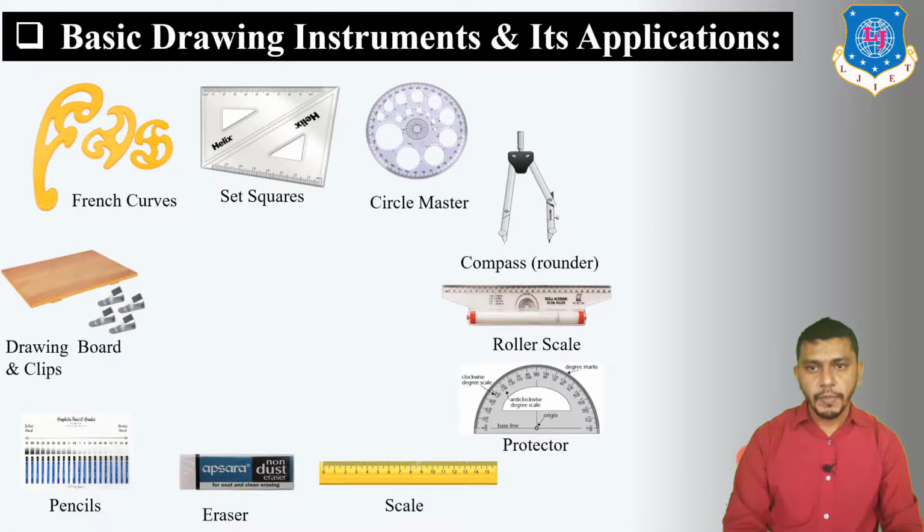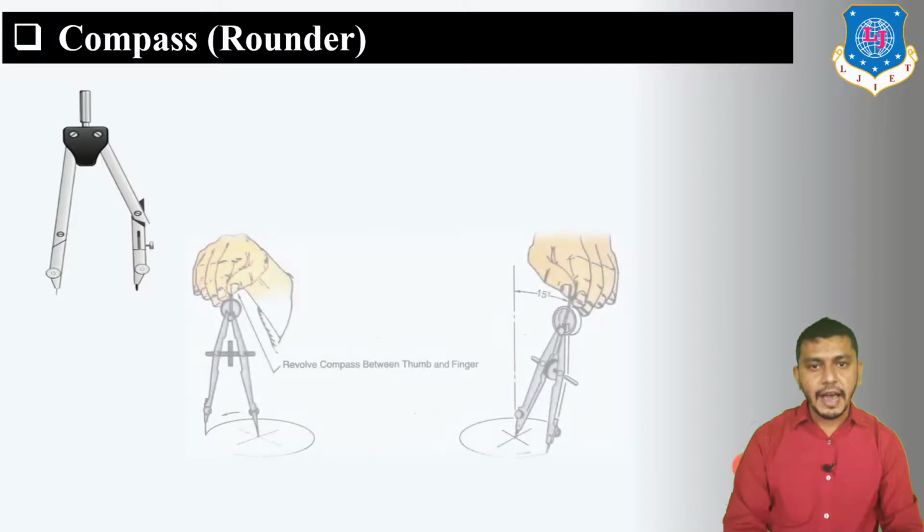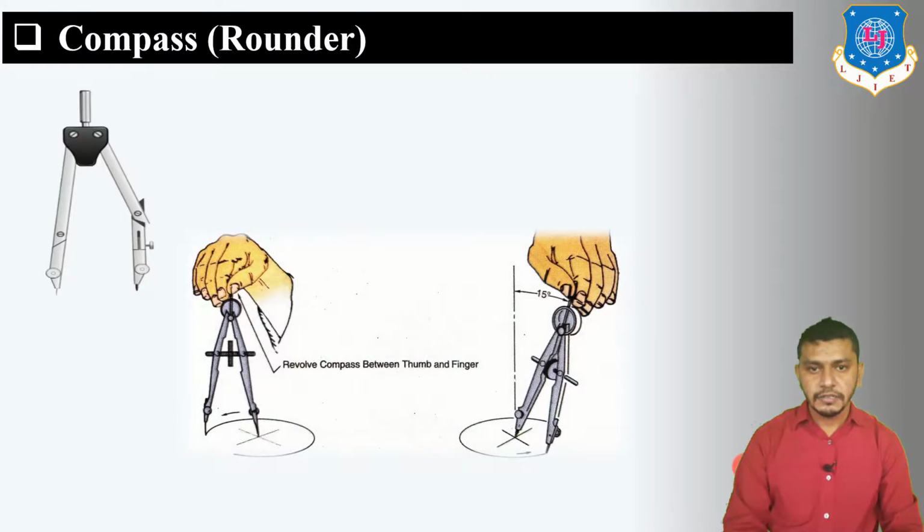Now next is compass, or we can also say rounder. So what is the use of the rounder? Rounder is used to draw circles and arcs of the circle.